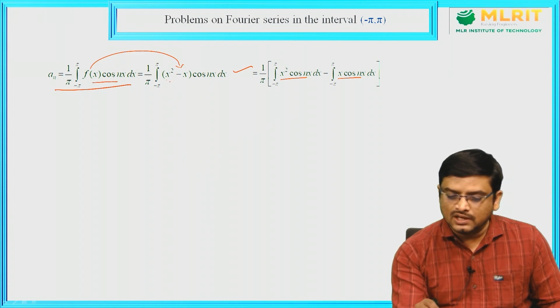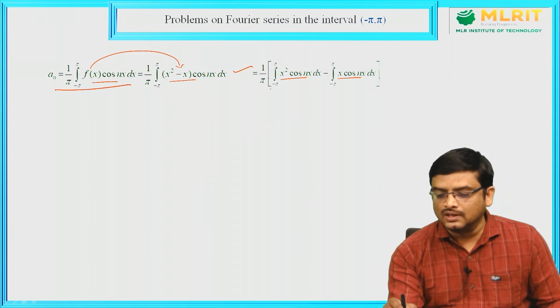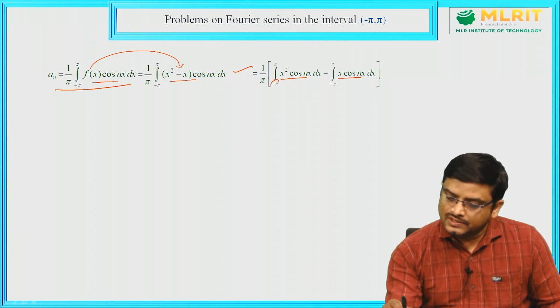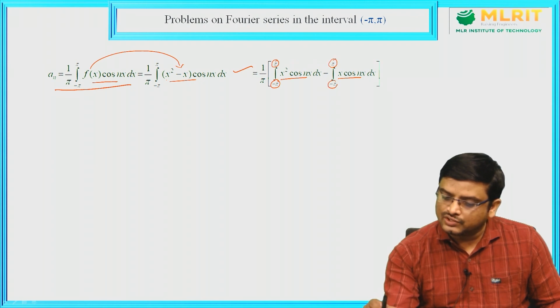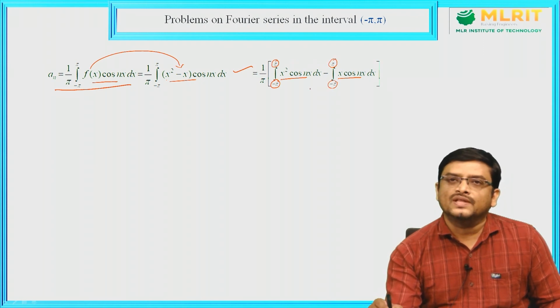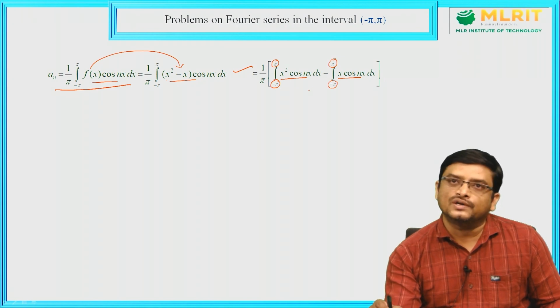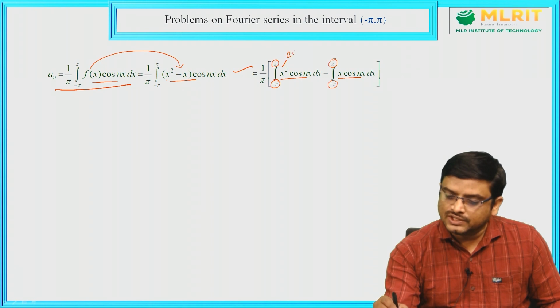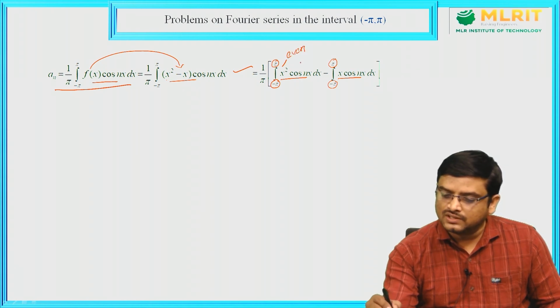So inside the integral we will have two terms. Separately apply the integral for each term. Here also the integral limits are minus pi to pi. Whenever we have these types of integrals, concentrate on the function and identify whether it is an even function or an odd function. x square is an even function, as we have just seen, and cos is also an even function. Whenever we multiply two even functions, the resultant product is always an even function.